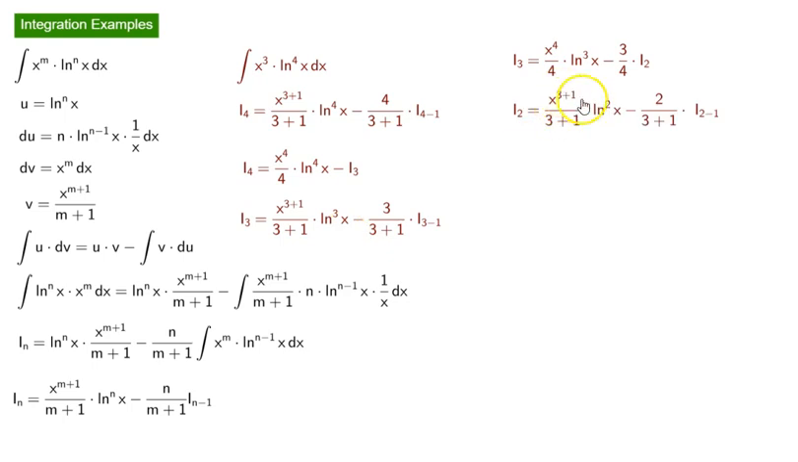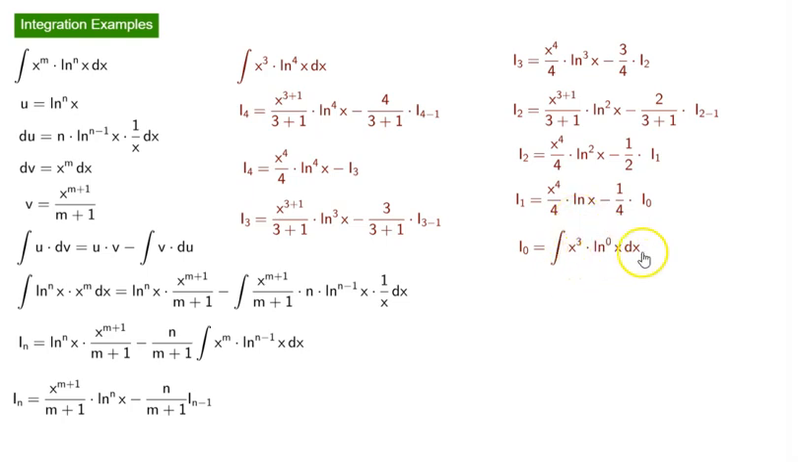I2 is equal to x to the power of 3 plus 1 by 3 plus 1 times natural log square x minus 2 by 3 plus 1 times I sub 2 minus 1. Simplifying it, we get x to the power of 4 by 4 times natural log square x minus 1 by 2 times I sub 1. I sub 1 is equal to x to the power of 4 by 4 times natural log of x minus 1 by 4 times I sub 0. I sub 0 is equal to the integral of x to the power of 3 times natural log to the power of 0 x dx. We have understood the pattern.